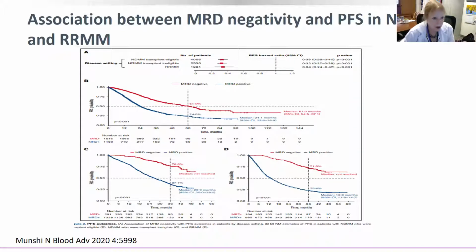Now, the time point that the MRD negativity is tested, it's not the same in every trial. So there's a little bit of issue with that, whether it's done right after your treatment finishes or a year later or, 6 months or 2 years later. But again, the trend seems to be there that being MRD negative seems to give you a better progression-free survival.